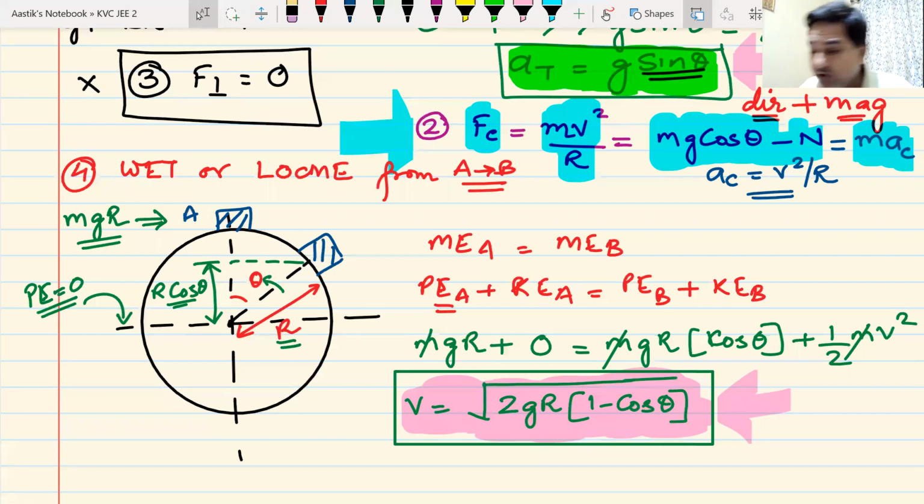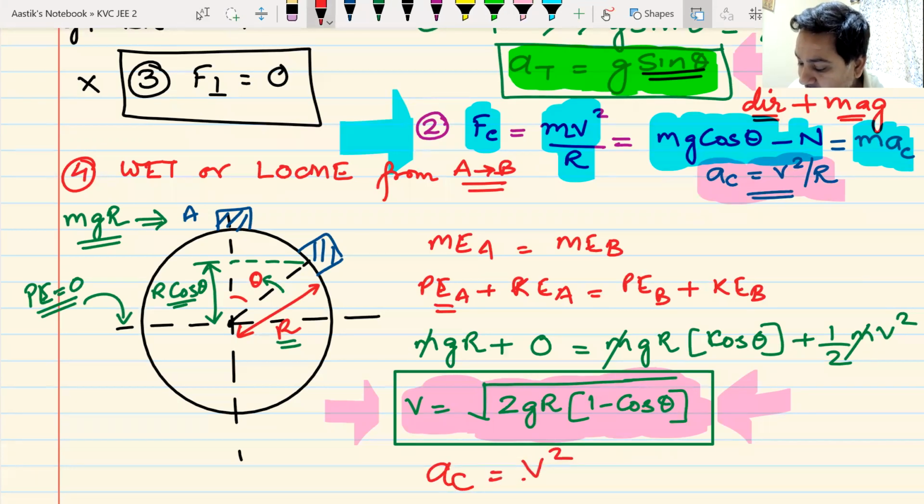Now, as soon as you get the velocity of this block, the entire problem gets solved. Once you know the velocity v, you can find out the acceleration ac by finding v square by r. Acceleration ac would be simply equal to v square by r. V is known. Once you know the value of ac, you can use equation number 2, the blue equation, and you can find the value of n as well. That I will leave as an exercise for you.